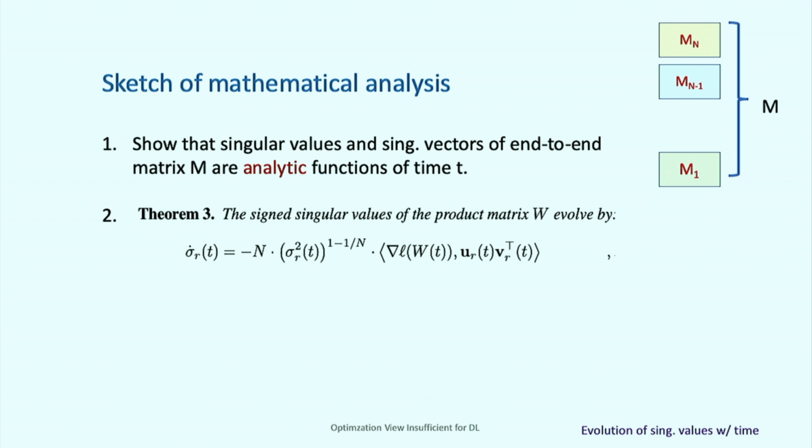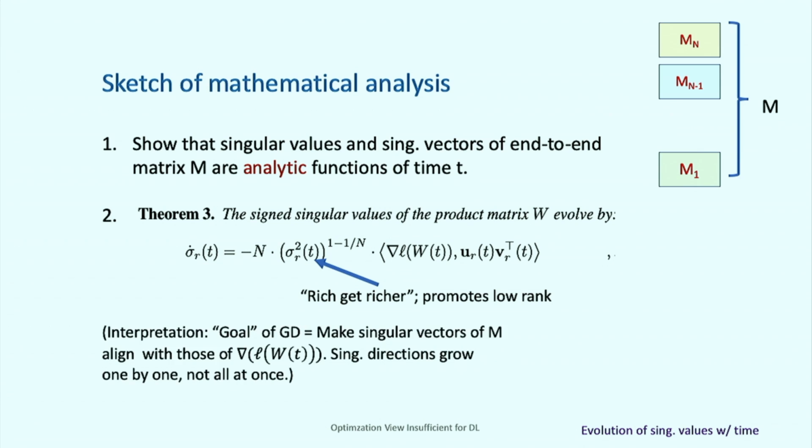Second good news, that you can do some mathematical analysis. So, this deep linear net, when it's trained by gradient descent is working in some non-convex landscape, and you can analyze how this end-to-end matrix is evolving, and in particular, its singular values and singular matrices, singular vectors. And this dynamic evolution shows that there's a rich get richer phenomenon, that a few large singular directions start dominating, and which promotes low rank. So it's a sort of qualitative theory, which you get out of this.